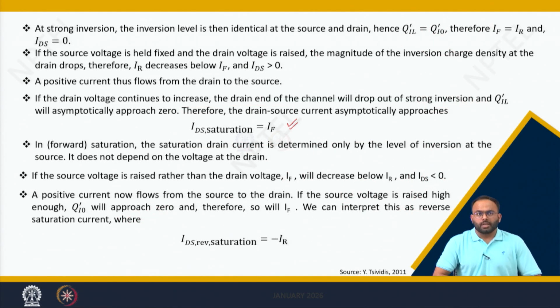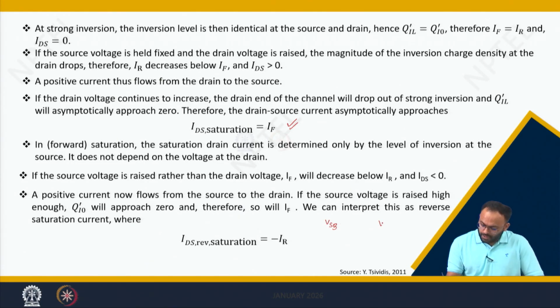Similarly, if you increase VSB keeping VDB constant, then what will happen? The inversion charge at the source channel junction will approach 0. If that is the case, then there will be a reverse saturation, and hence the current will be reverse. That is, the IF component goes to 0. So there will be a reverse component, which we discussed when we were discussing the symmetry of the MOSFET.